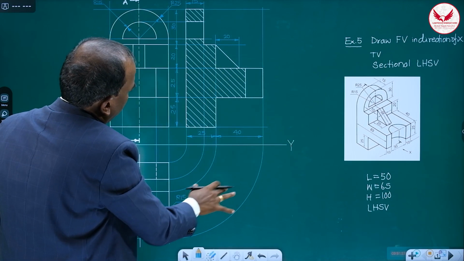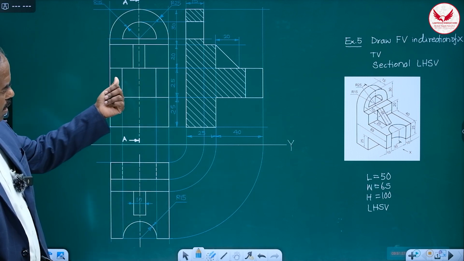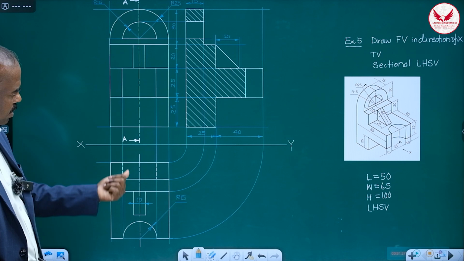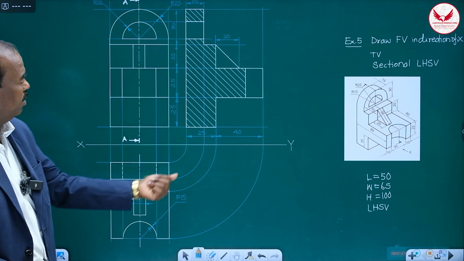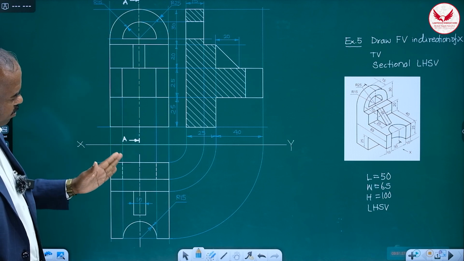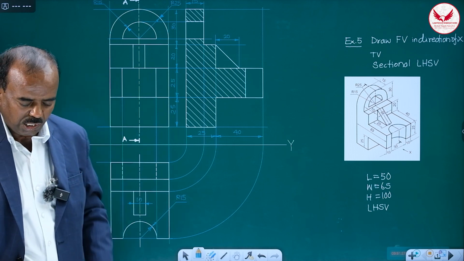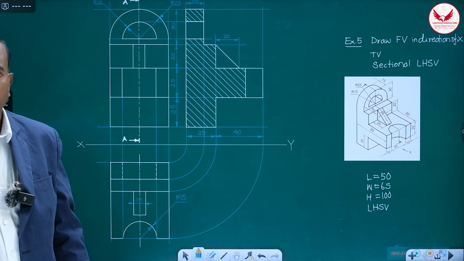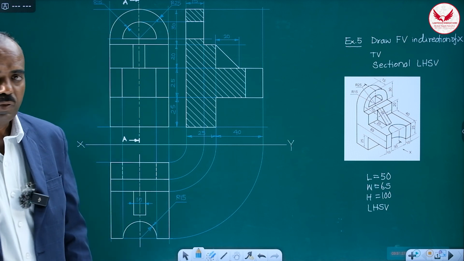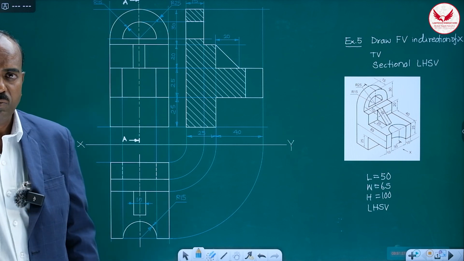Now almost all the dimensions are over, and these are the three views. It is the front view in the direction of X, the top view, and the sectional side view, and this is the cutting plane line. So that is also very important. So like this, step by step, if you draw the orthographic view, it's interesting as well as simple. And I'm confident that you will like this video. Thank you.